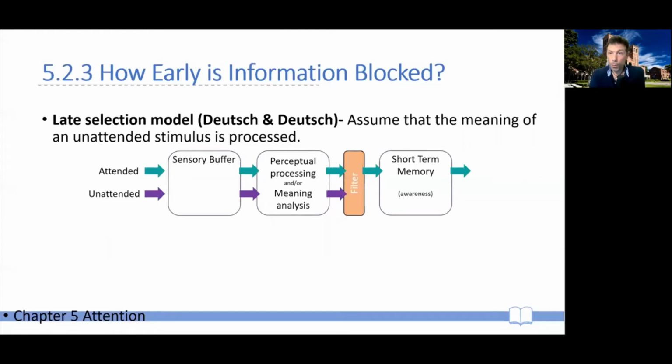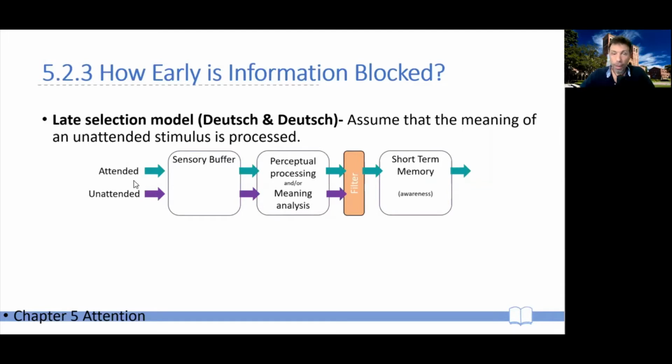Now, in response to these findings, two new models were proposed. One is known as the late selection model by Deutsch and Deutsch. The idea here is very similar to Broadbent's early selection filter model, except for the positioning of the filter. So again, we have some information that we want to focus on, to attend to, and some information that instead we are not interested in and we want to reject.